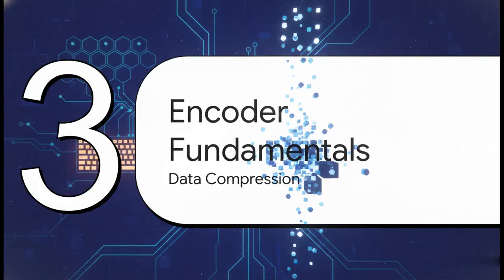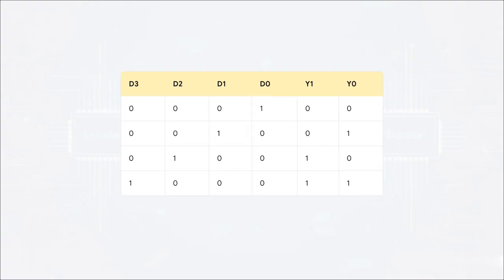Section 3. Encoders, compressing the data. Let's look at the inverse. All right, so what happens when we have vast amounts of spatial data, like pressing keys on a massive keyboard, and we need to squish it all down so a processor can read it?